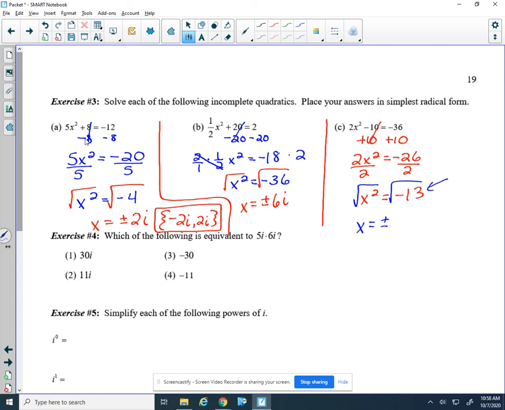So I'm going to write that on the side just to show it a little more. I break this down into negative 1 times 13. So that's i, right? But 13 has to stay in the radical because it's not a perfect square. So that's my final answer for that one. Also could be written as two answers if you're doing Delta Math.